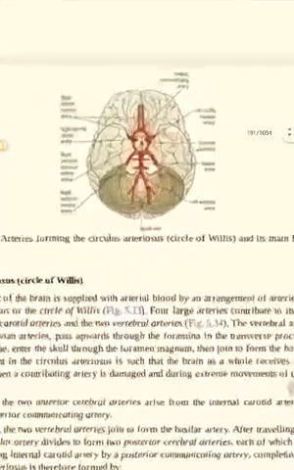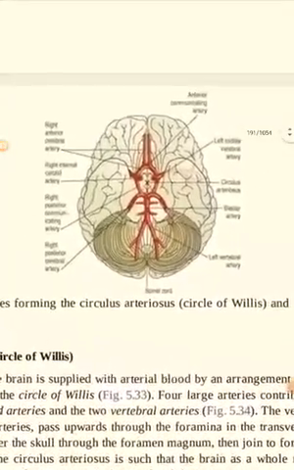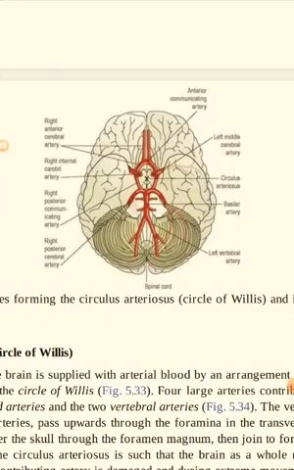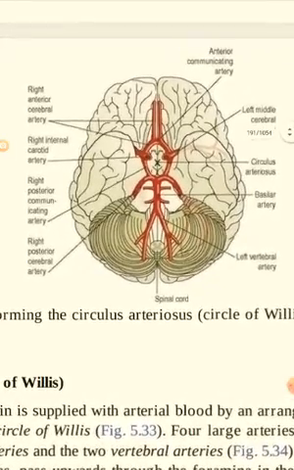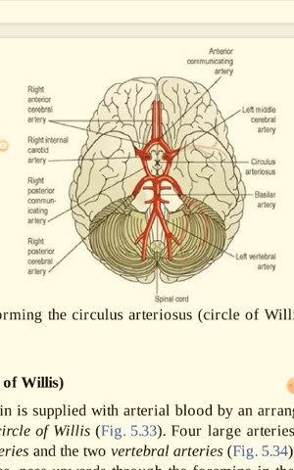Initially, we have anterior cerebral arteries from the internal carotid arteries, which are connected to the other side through the anterior communicating artery. We have both right and left vertebral arteries which join together to form the basilar artery. The basilar artery then divides into the posterior cerebral arteries on the right and left side, which are joined to the posterior communicating artery, which is a branch of the internal carotid artery. Thus completing the circle of Willis.